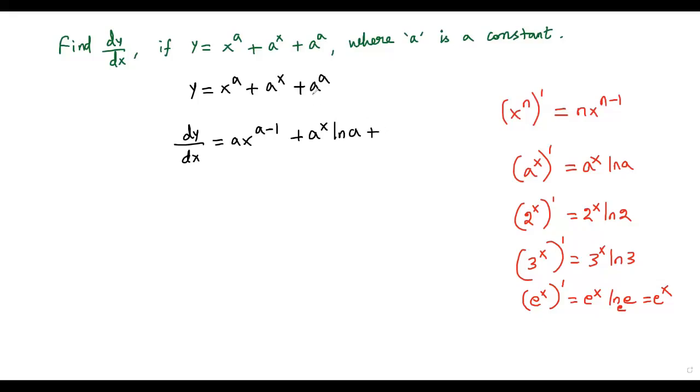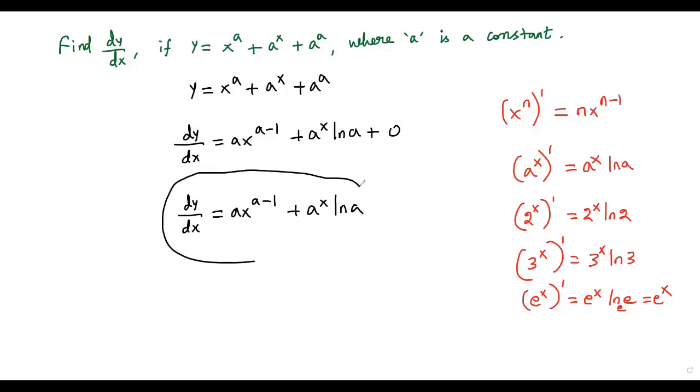Now for the last term, we already know that a is a constant. Here a constant is raised to the power of another constant a. Whenever a constant is raised to the power of another constant, the complete term a to the power a is considered a constant. So the derivative of a constant is what? It's 0. So finally we get dy over dx equals a times x to the power a minus 1 plus a to the power x times ln a. So this is the derivative of the given function with respect to x.